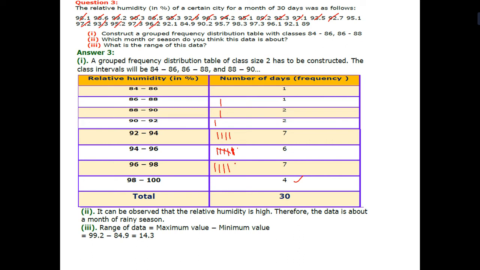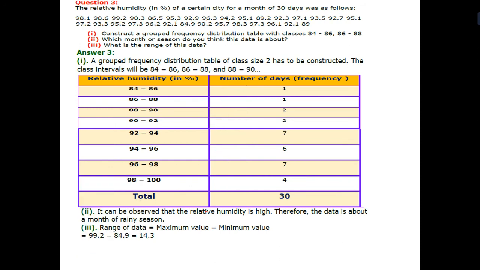96.2, 92.1, 84.9, 90.2, 95.7. 95 point, so here we have to take 95.6. 98.3, already we have completed. 97.3, 96.1, 92.1, 89. So that way we clear up to the 30.